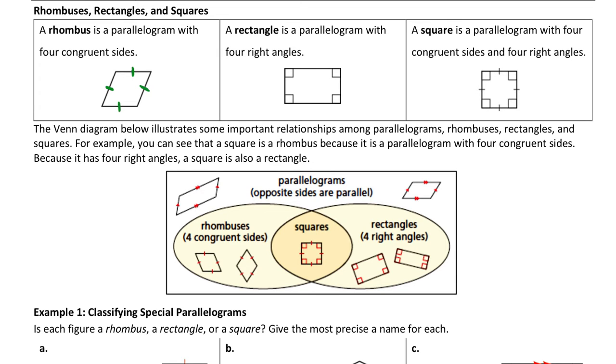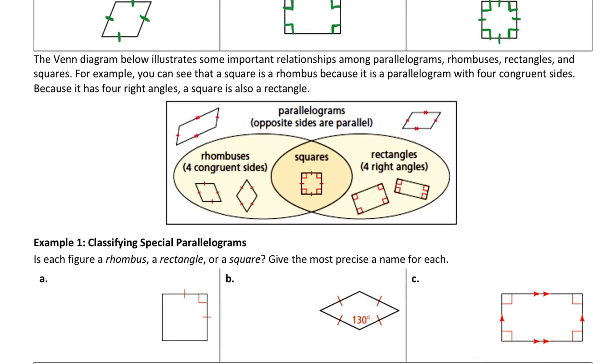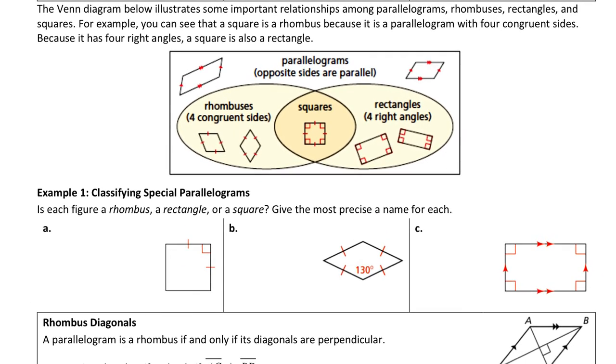Four congruent sides. A rectangle is a parallelogram with four right angles. And a square is like a combination of a rectangle and a rhombus. It has both of those properties. It has four congruent sides, and it has four right angles. So this Venn diagram below illustrates important relationships among parallelograms, rhombuses, rectangles, and squares.